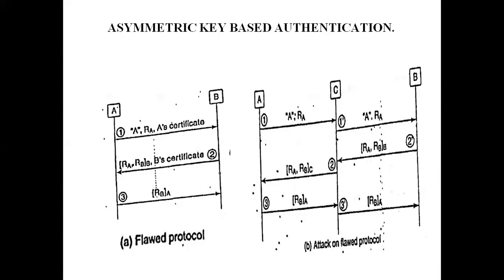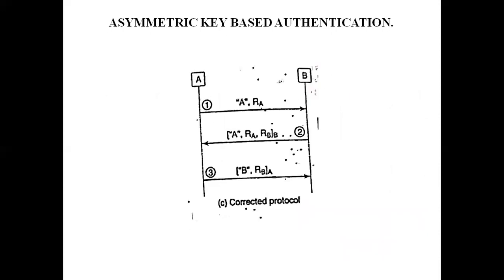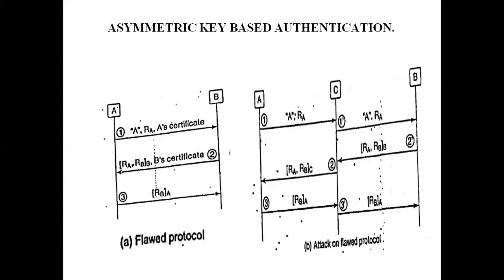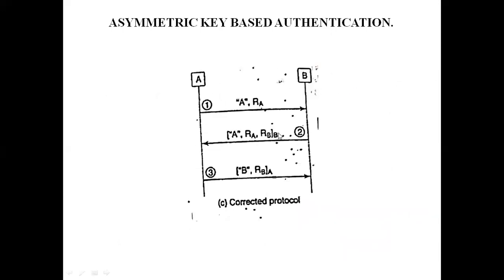In message 3, A responds to C's challenge, which was actually generated by B. So A completes the mutual authentication protocol with C, and in message 4, C forwards A's response to B. This is what asymmetric key based authentication is. If it is done like this, C will get both A's information as well as B's information. This is the corrected protocol.